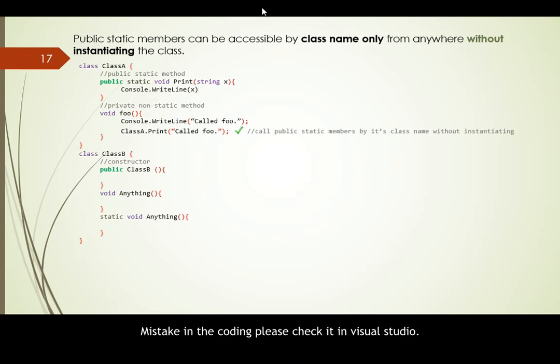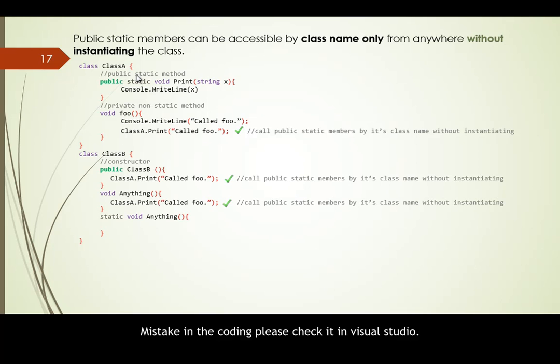Let's say we have another class B, and we have three places. One is a public constructor, which is a public method, another is a private method, and another is a private static method. So if we want to access the public static method of that class A, what we can do is write the class name, a dot, and then call the method, and it will work just fine.